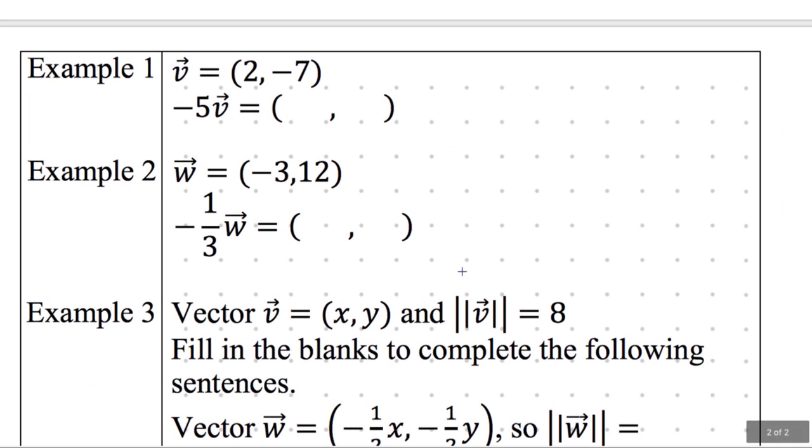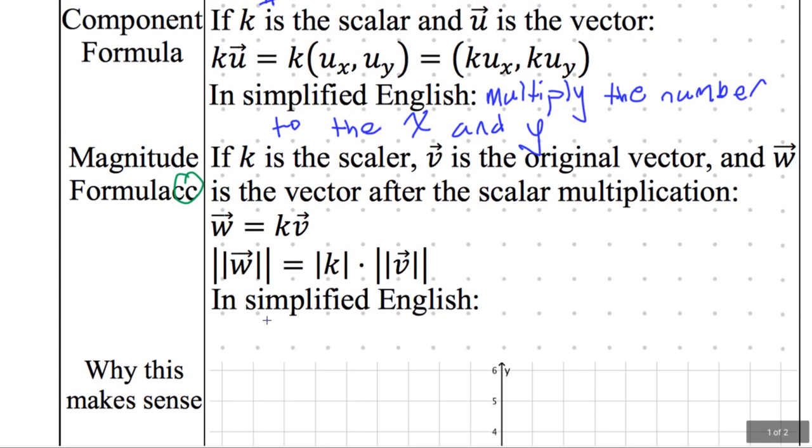Our first example where we use that is 1 and 2, and then example 3 I need to teach you right now. Example 3 comes from this other formula, which is the magnitude formula. Again, I'm assuming k is a scalar, k is just some number, v is a vector, and after I multiply k times v, I'm going to get w. W is the vector after I multiply by that scalar multiplication. So w is equal to k times v. V was my original vector, I multiply by k, and I suddenly get this new thing called w.